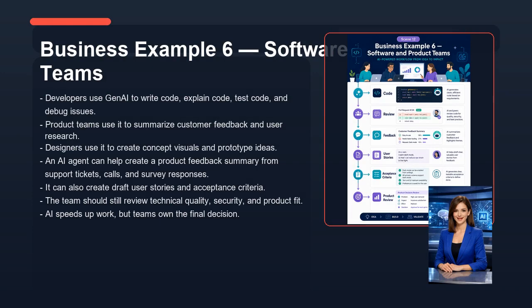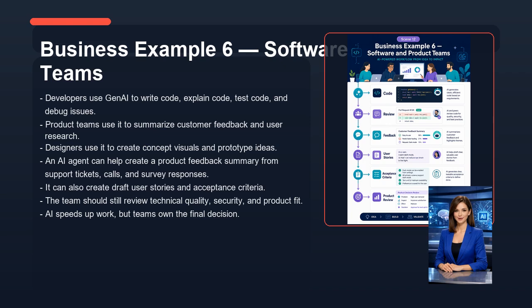Now let's look at business example 6, software and product teams. Developers use GenAI to write code, explain code, test code, and debug issues. Product teams use it to summarize customer feedback and user research. Designers use it to create concept visuals and prototype ideas.